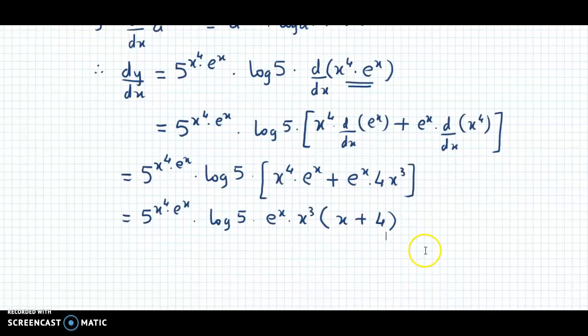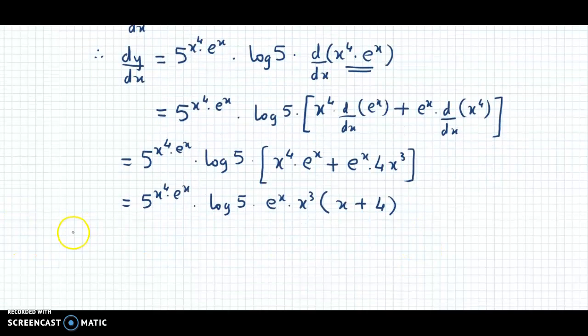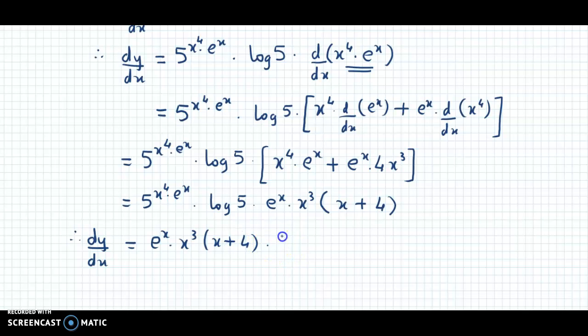So this is actually the required derivative value, and we just put it this way. So therefore dy by dx is e raised to x into x cube into (x plus 4) into 5 raised to x raised to 4 into e raised to x times log 5. So this is the required dy by dx.